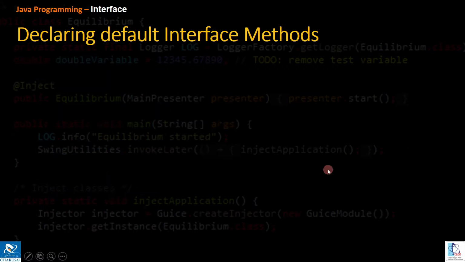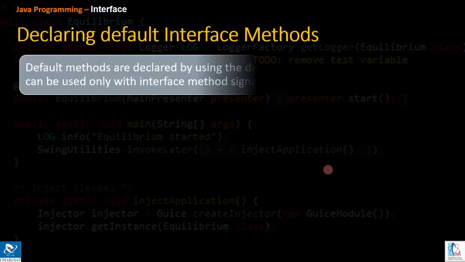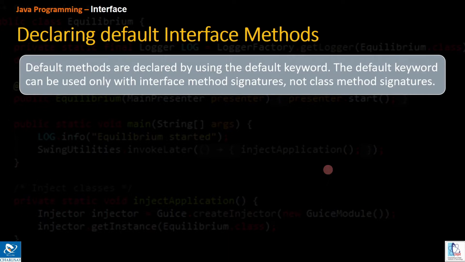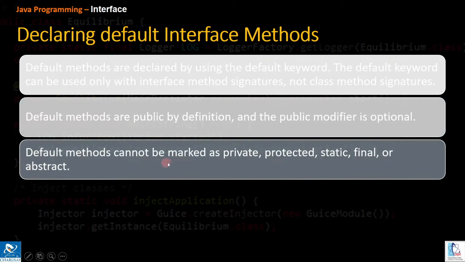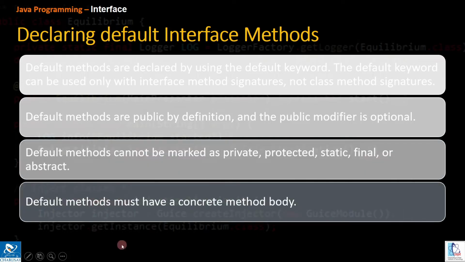Okay, so what next? Declaring the default interface method. Let's see how we can declare it, or what the rules are. Default methods are declared by using the default keyword, as we have seen in the previous example. The default keyword can be used only with the interface method signature. It cannot be used with the class. Default methods are public by definition, and the public modifier is optional as with abstract methods, right? A default method cannot be marked as private, protected, static, final, or abstract. Remember this. And the last one, default methods must have a concrete method body. That means the implementation must be there.